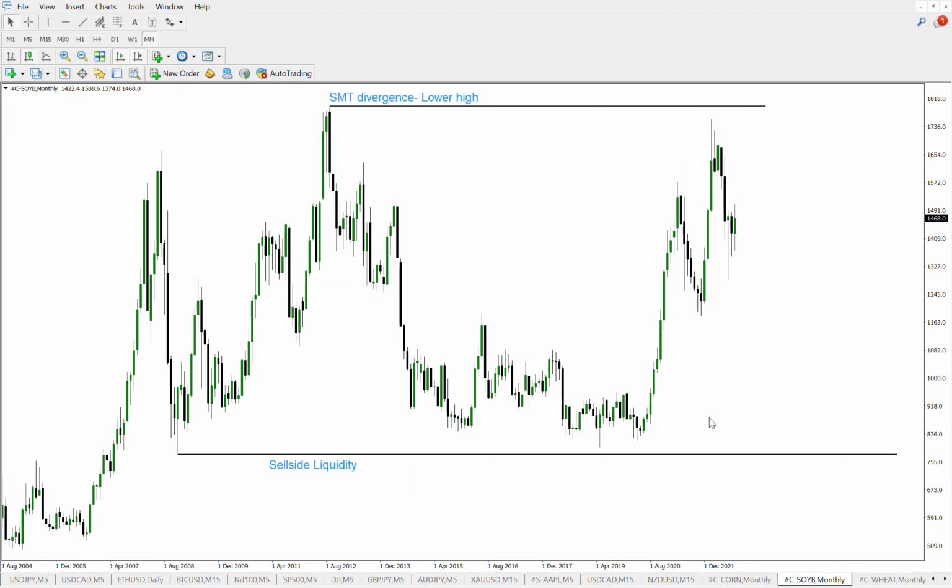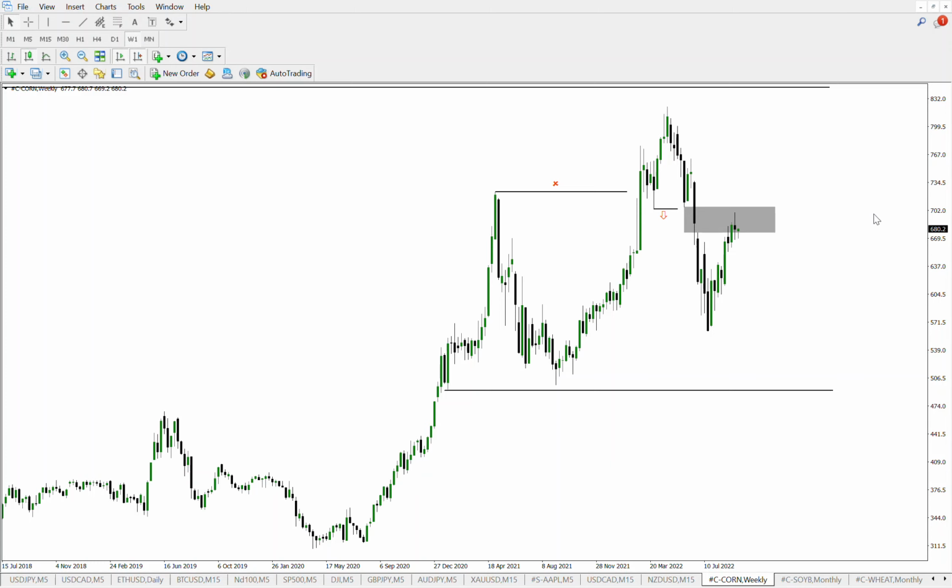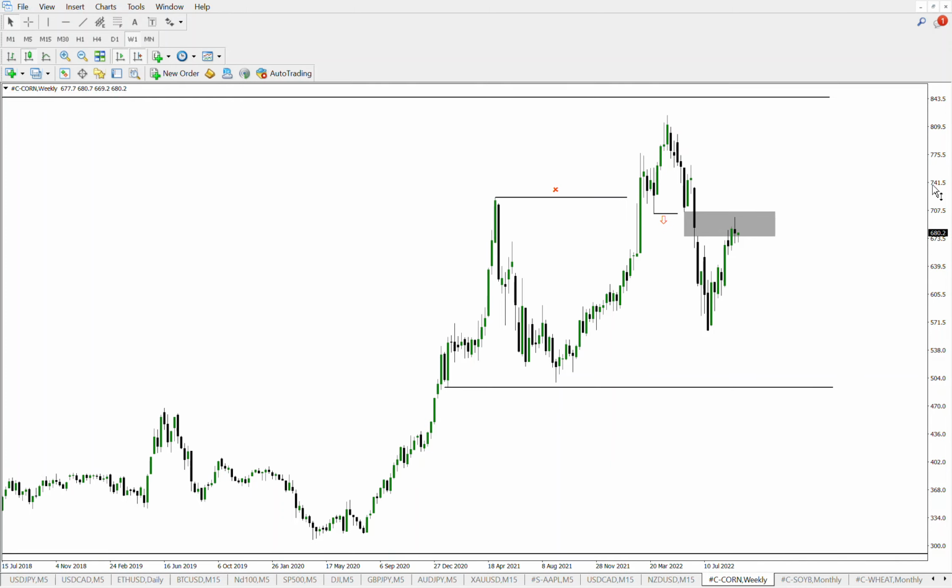All right, guys, so I hope that made sense. And we're going to take a quick look at corn so you guys can see that we did in fact fail to take out that respective high. All right, so when we have SMT divergence in the marketplace, like I said, it indicates a change in state of delivery. And so when we go down into a weekly chart, we can look at things a little bit clearer.